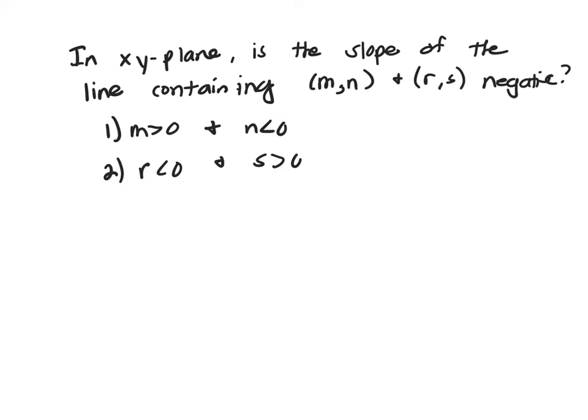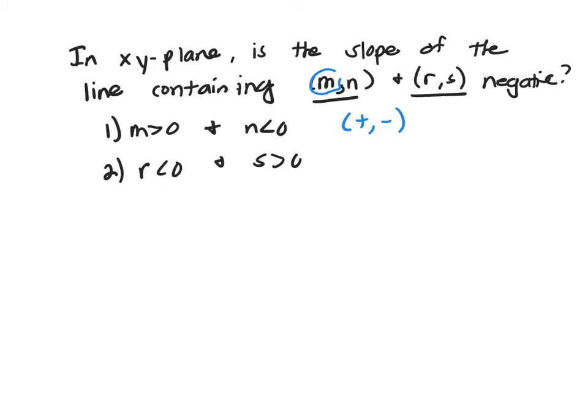We are trying to figure out if the line that contains these points has a negative slope. So clue 1 only tells you about m and n. It tells you that m is positive, and m is the x part, that's positive, and n is negative. And so that doesn't work because it just tells you about m and n.